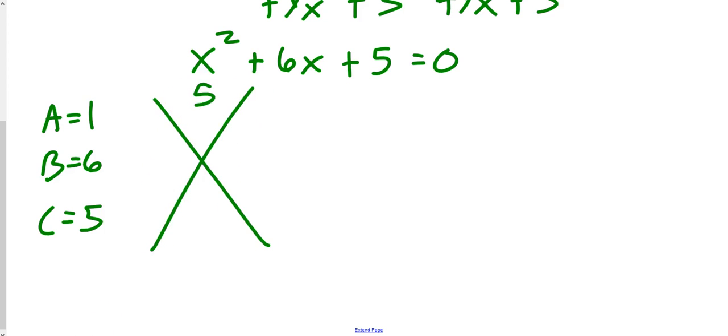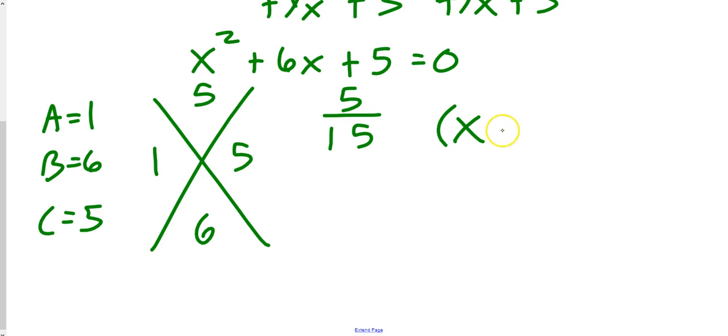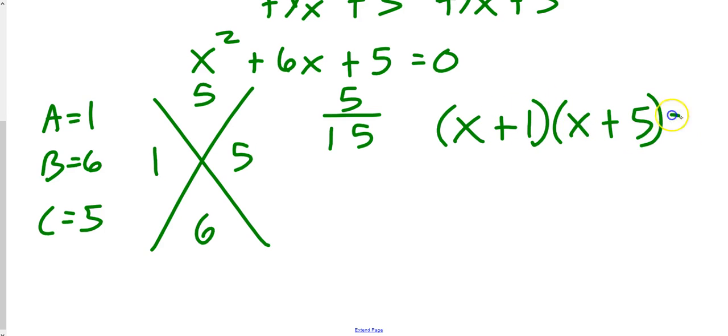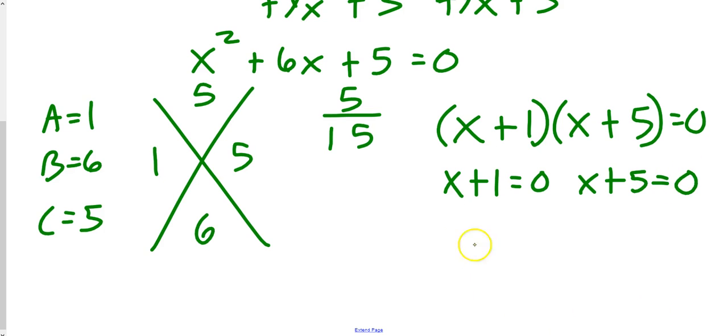5 is on top. I'm about to put a 6 on top. 6 is on bottom. Factors of 5: 1 and 5. The only way to get 6 is a positive 1 and a positive 5. And since a is 1, I'm going to cheat. X plus 1, x plus 5 equal to 0. And again, to get our answer, all we do is we set these guys equal to 0. X plus 1 equal to 0. X plus 5 equal to 0. So x is equal to a negative 1. X is equal to a negative 5.